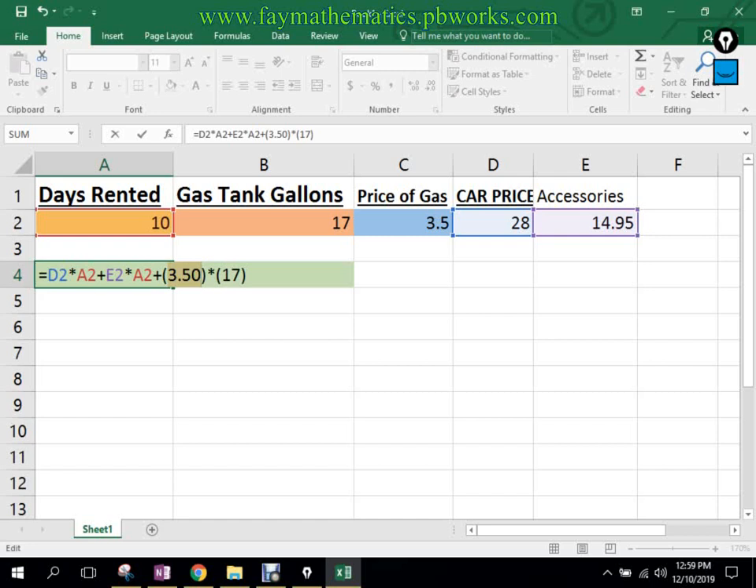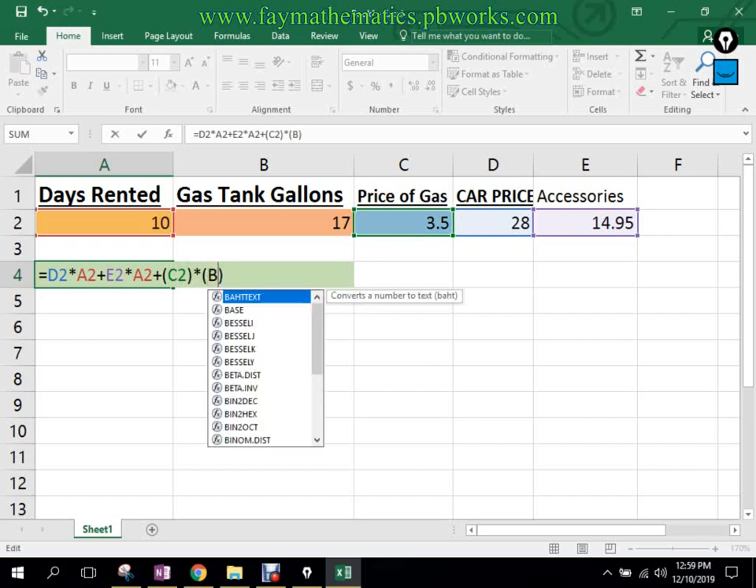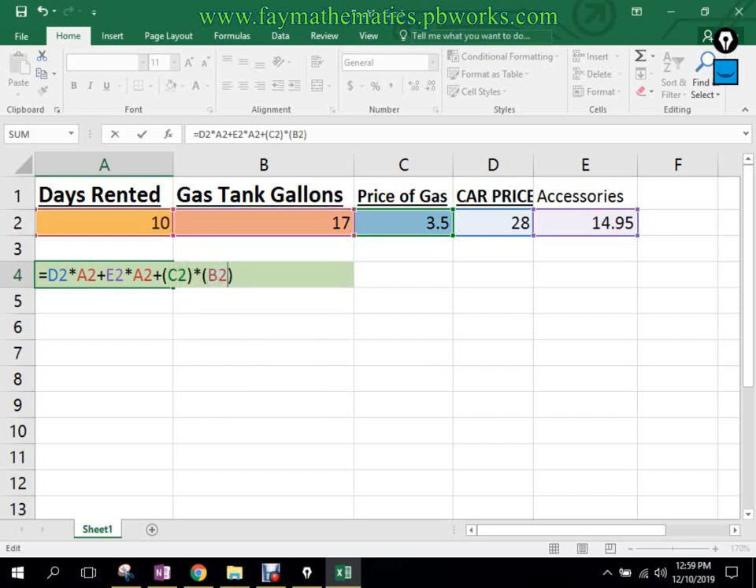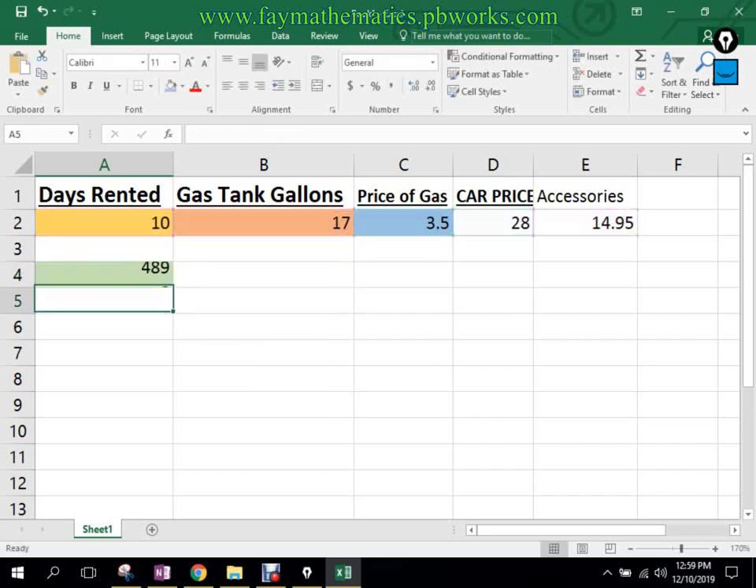Does that really kind of make sense what's going on here? And then the 17 is B2. Okay? Now, if I hit enter, it's going to tell me the amount that it cost me to rent this car for 10 days. But now, I think the question that I was being asked was, what is it going to cost me to rent it for 5 days? So I put 5 in there for days. Does that make sense? Okay?